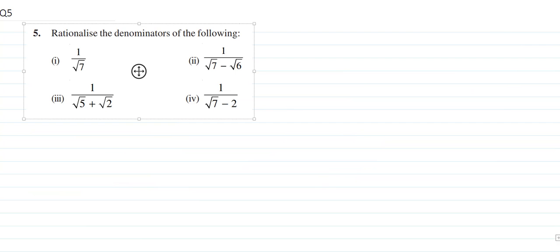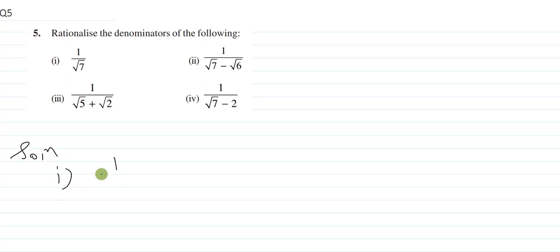Now moving to question number 5. Rationalize the denominator of the following. It is very simple how to rationalize a number. Here they are asking us to rationalize the denominator. What does it mean? So, start solution. This is very simple and also very important. How to rationalize the denominator? If there is only one term in the denominator, only root 7 is there, just multiply and divide by the same number to rationalize this.